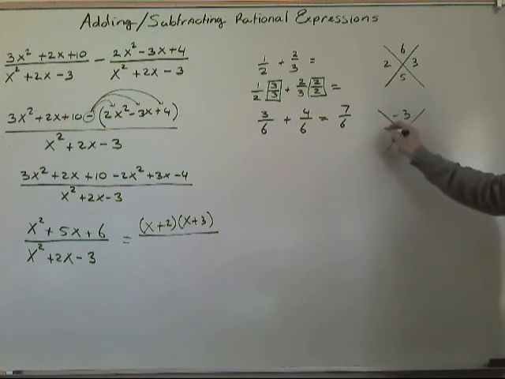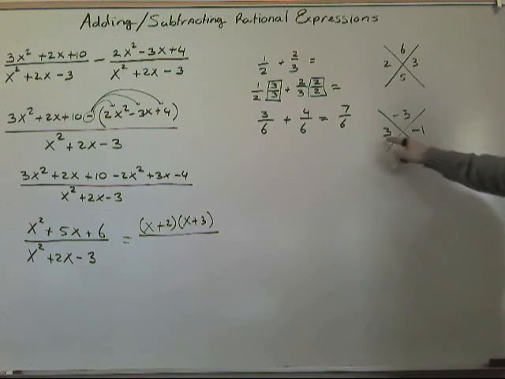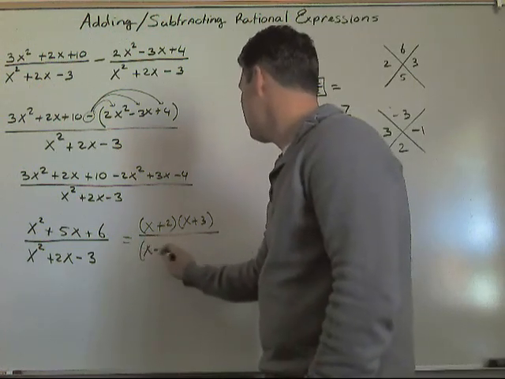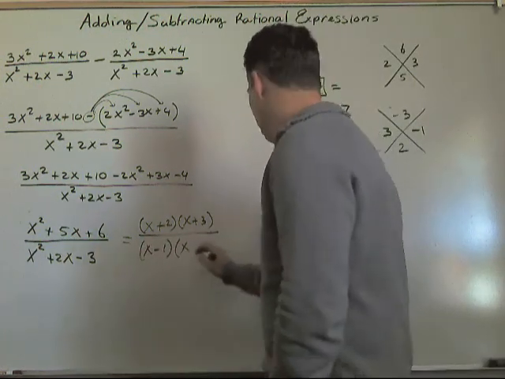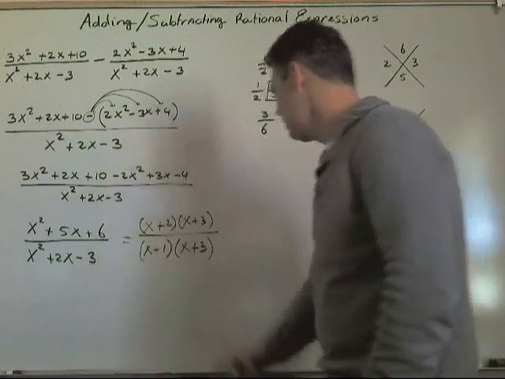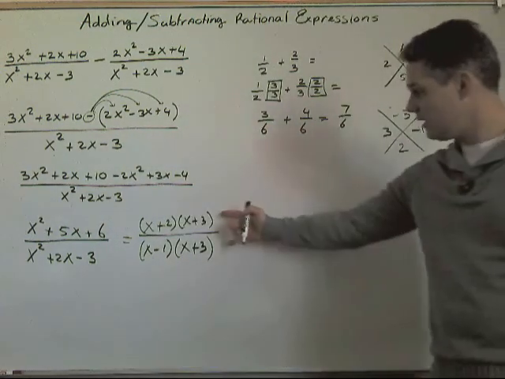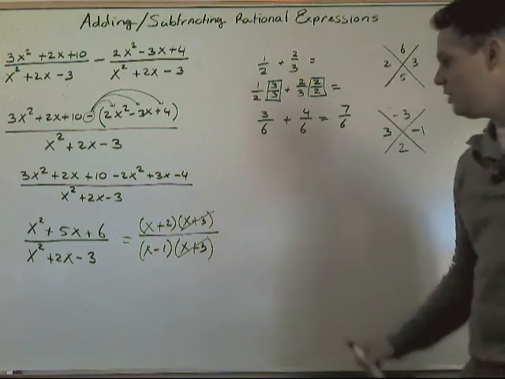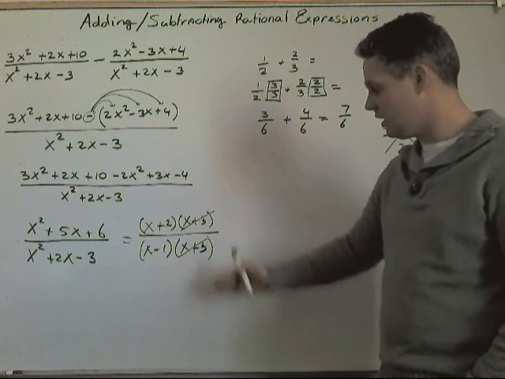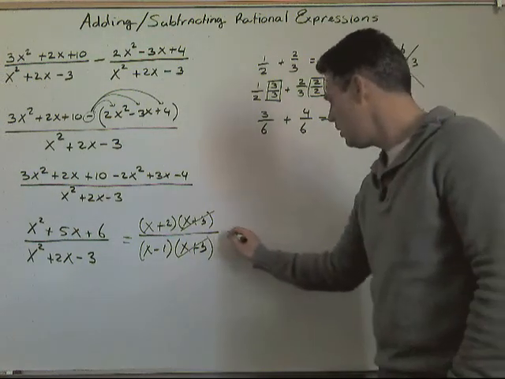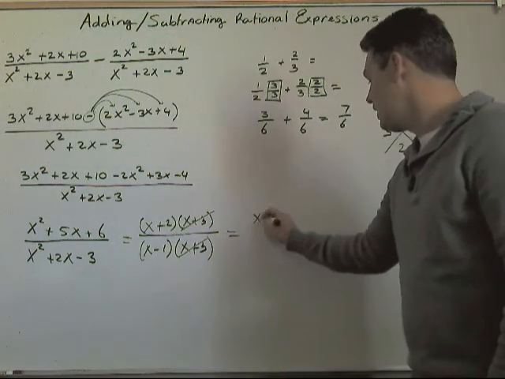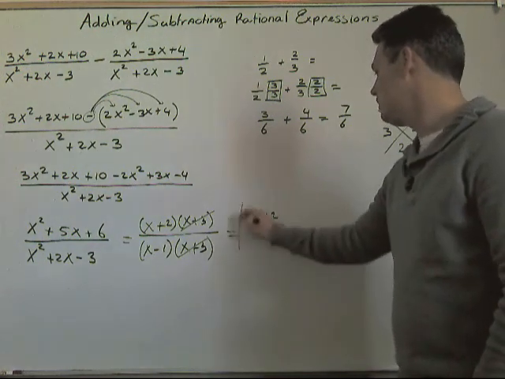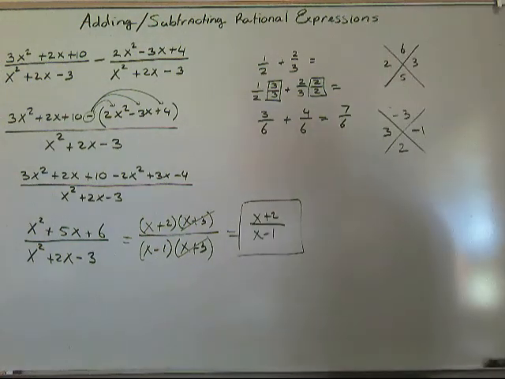So that is then the factors of 3 and -1. So this then becomes (x - 1)(x + 3). And what do you know? There are two factors that they have in common. So these two we can cancel out, because (x + 3) divided by (x + 3) is just 1. What we have left is (x + 2) over (x - 1), and this here is your final answer.